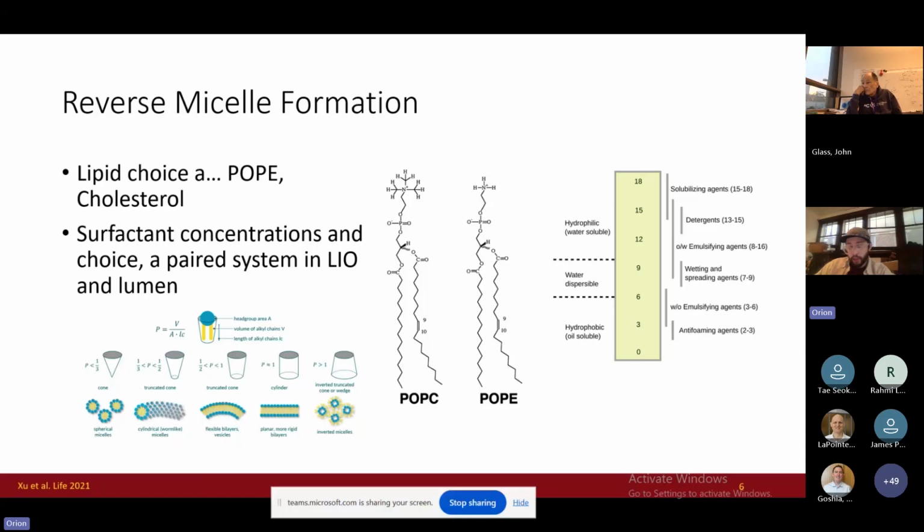And this paper in 2021 basically found that including lipids that have a smaller head group, so that you have this inverted cone packing, helps with the liposome formation. And so we've started adding 30 mol% POPE to our lipid and oil solutions.